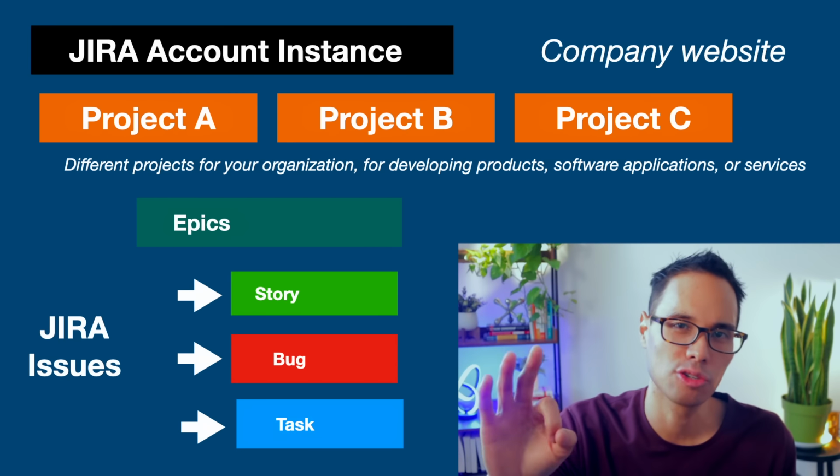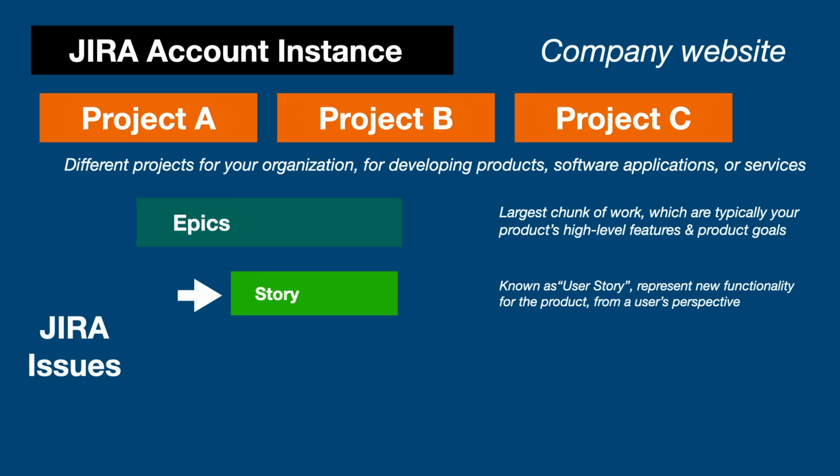Now, underneath your epic, Jira has 3 other issue types that you can create. The first is a story, what's also known as a user story, which we reviewed earlier, and they represent new functionality to be built for your product.